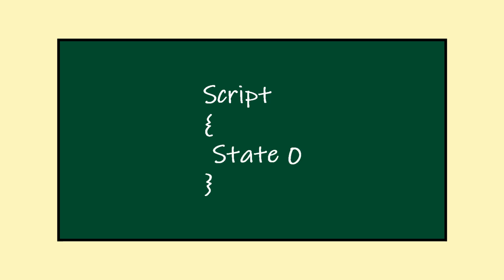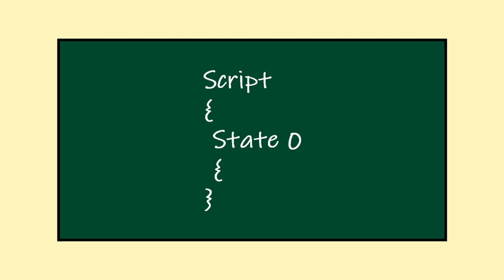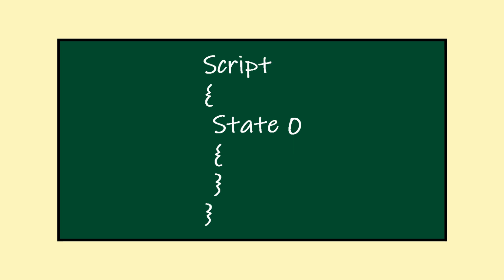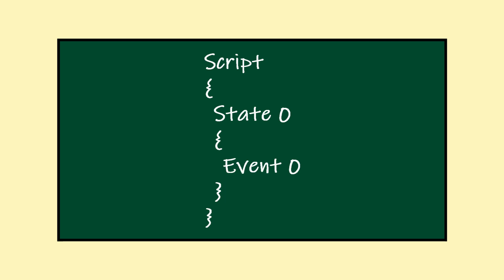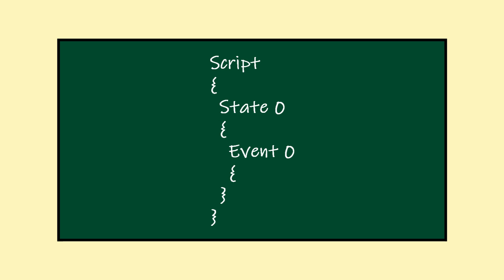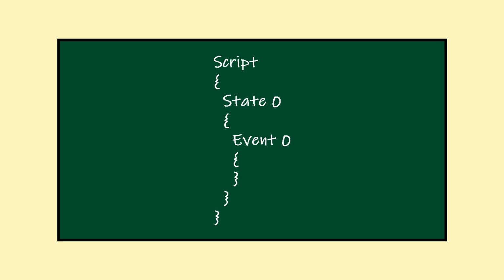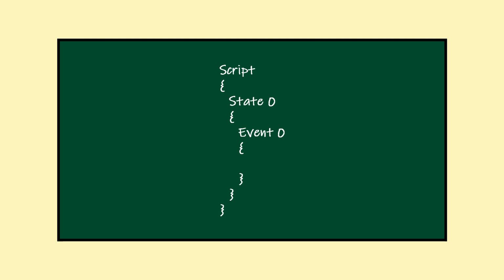Now type state 0, press enter, left curly bracket, press enter, right curly bracket, press enter. Now go back to the left curly bracket, position your cursor after it, press enter and then tabulator. Now type event 0, press enter, left curly bracket, press enter, right curly bracket, press enter. Now go back to the left curly bracket, position your cursor after it, press enter and then tabulator. This is the required base structure for a code in Xenoverse. Script defines the script itself, states define the currently active block of the script, and events define the actual quest logics, such as character spawns, setting flags, and so on.